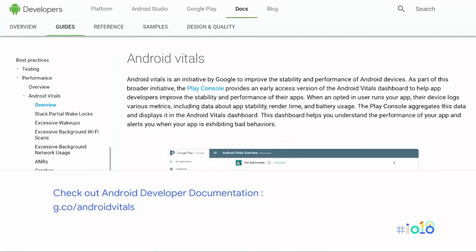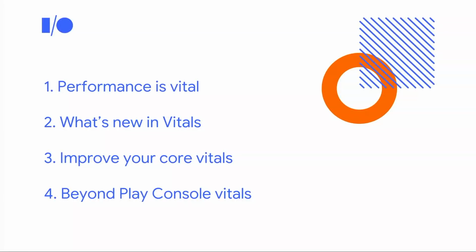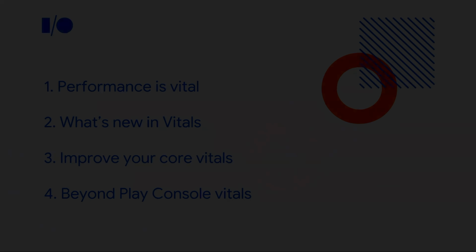We covered a lot in terms of what's available in Android Vitals in the Play Console today, but there's a lot more to learn, and you can hear all about that on developers.android.com/vitals. Just to quickly recap, we started by covering why performance is vital overall, and hopefully you all agree that it is. That's why you're here today, so thank you. Then we covered what's new in Vitals, and I hope you take advantage of these new tools. Then we talked about how you can debug these core vitals issues. And finally, what's available beyond Play Console Android Vitals.